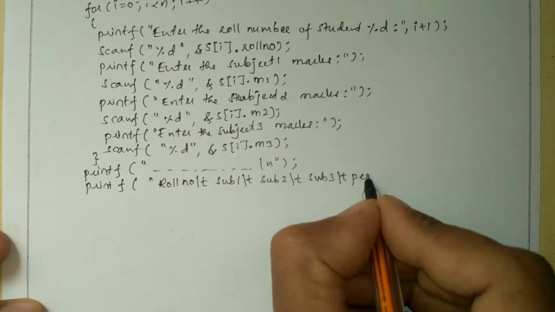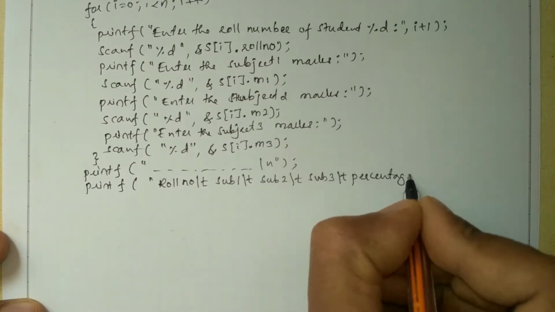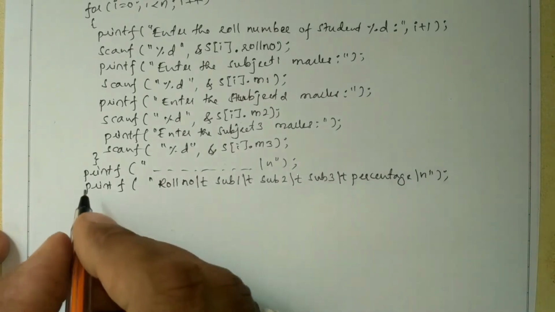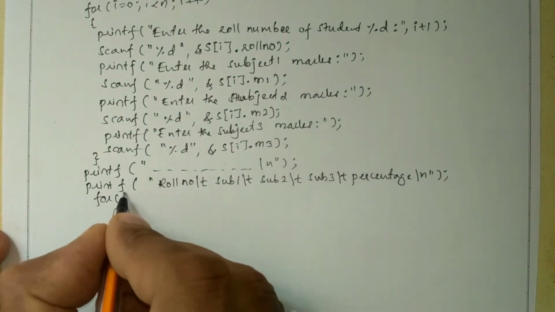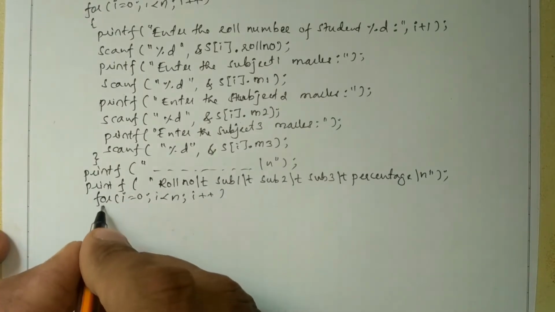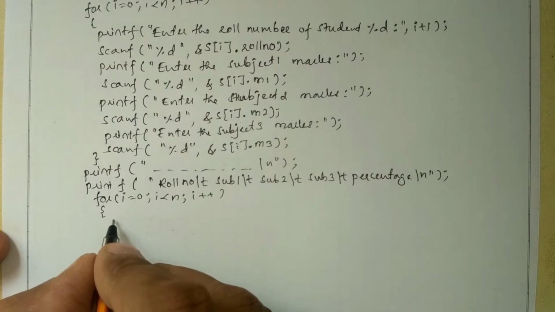Next, I want to calculate percentage. So percentage \n, and the double quotation mark, put semicolon. Next, we'll use a for loop. For i is equal to 0, i is less than n, and i plus plus. Next, curly open brace, and here we are going to calculate the total.